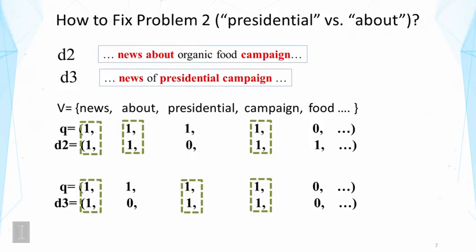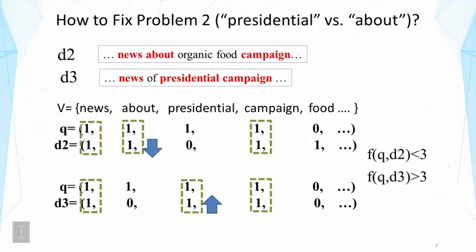So this idea suggests that we could somehow use the global statistics of terms or some other information to try to downweight the element for about in the vector representation of D2. At the same time, we hope to somehow increase the weight of presidential in the vector of D3. If we can do that, then we can expect that D2 will get the overall score to be less than 3, while D3 will get the score above 3. Then we will be able to rank D3 on top of D2.